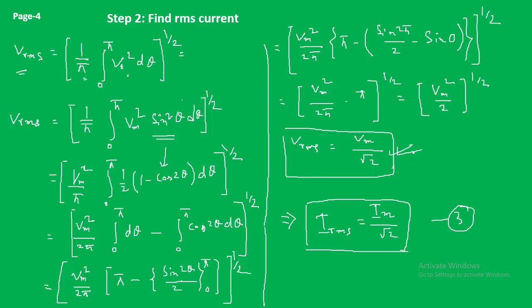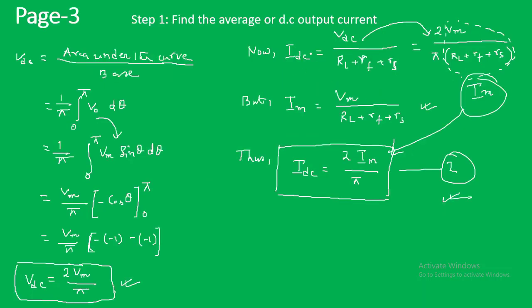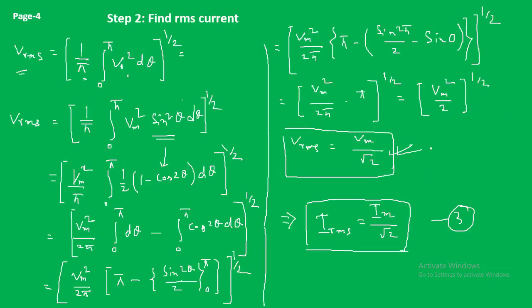Now, with the same concept as in the previous slide, we can find I_RMS with the same relations, and finally replace with I_m equal to V_m divided by R_L plus R_F plus R_S. Extending that idea, we find I_RMS as I_m by root 2. So now we have the expressions for I_RMS and I_DC in terms of I_m, and we shall substitute these values in equation 1.